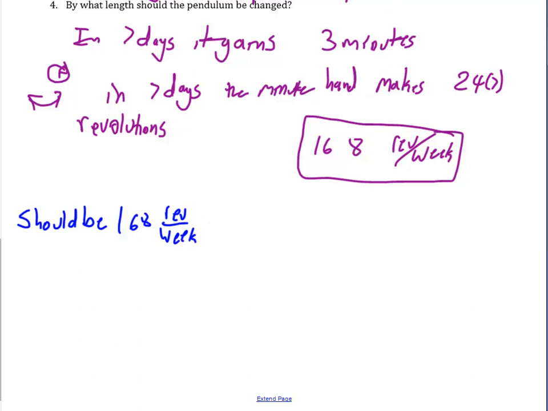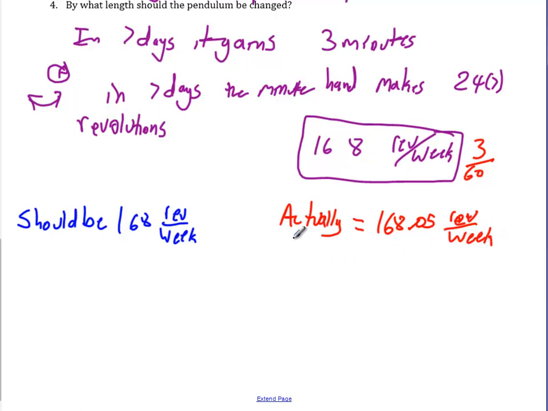What we actually have is a little bit different. What we actually have is it's 3 minutes fast. In 1 week it's 3 minutes fast. Well, 3 minutes of 60 minutes is how much of a rotation? 3 over 60 is 1/20th, and 1/20th is 0.05. So we actually get 168.05 revolutions per week.